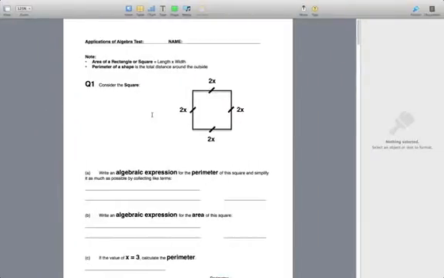Okay, this video is designed to help you go over your applications of algebra test that you just completed, work out where you made some mistakes so that you can actually have a second shot at a similar test and perform much better. So I'm going to go over these questions quite quickly, but slow enough that you can actually understand perhaps how to do them.